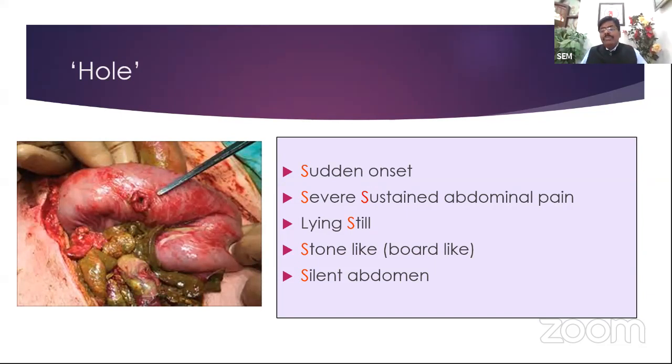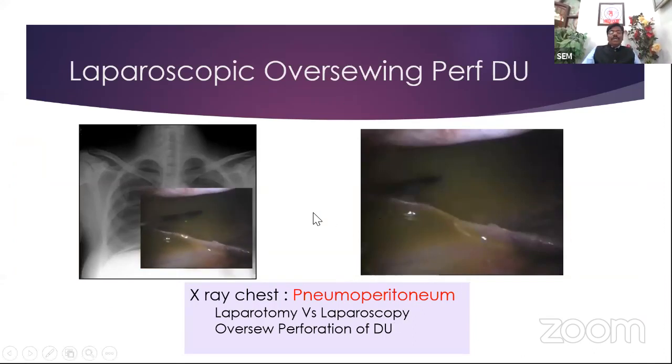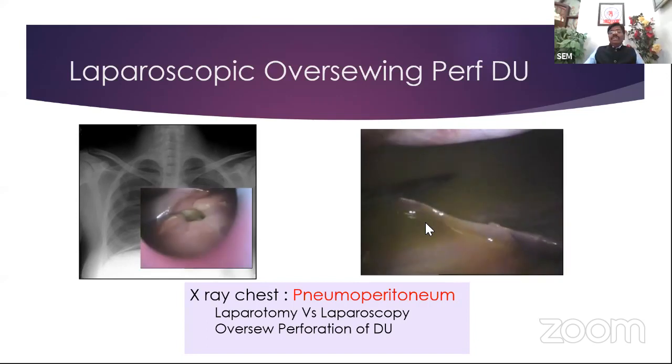Okay, this is a very, very important thing. It is as if you are just in a prayer room. Everybody is so silent. If you listen carefully in the abdomen, you can hear only the heart sounds of the patient, because nothing is happening in the abdomen. So that is a classical feature of a hole in the abdomen. This is a very typical case of acute abdomen because of a perforated duodenal ulcer.